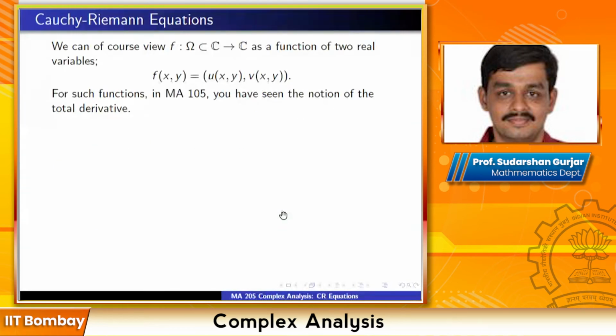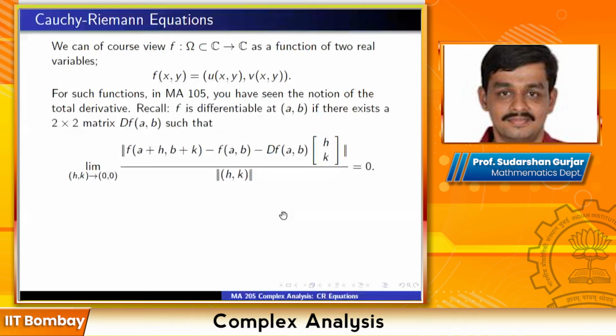Now let's explore a little better the connection between this complex differentiability and real differentiability that one knows from MA 105. If you have a function f from omega to C, I can treat it as a function of two real variables, f of (x,y) equal to (u of (x,y), v of (x,y)). Think of it as a map from an open subset of R2 to R2. For such functions in MA 105, you have seen the notion of total derivative. So recall what that was.